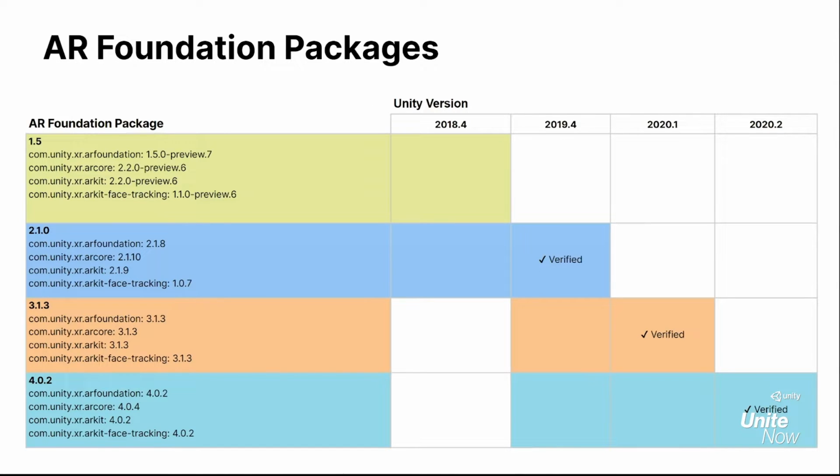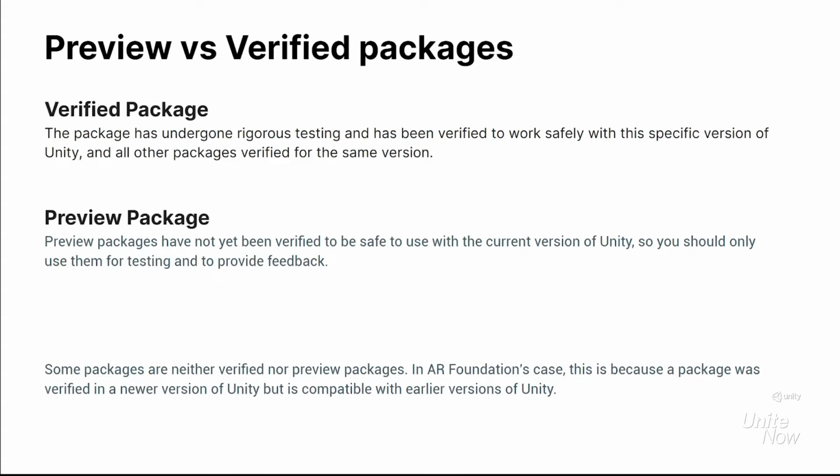This chart here shows the different package versions alongside the verified states with AR Foundation. The color blocking is indicating the different compatibilities that these packages have with the different versions of Unity. Looking at the bottom, we'll notice that the latest verified version, 4.0.2, is verified with Unity 2020.2, but it's still compatible and works with Unity 2019.4, the latest LTS version of the Unity editor.